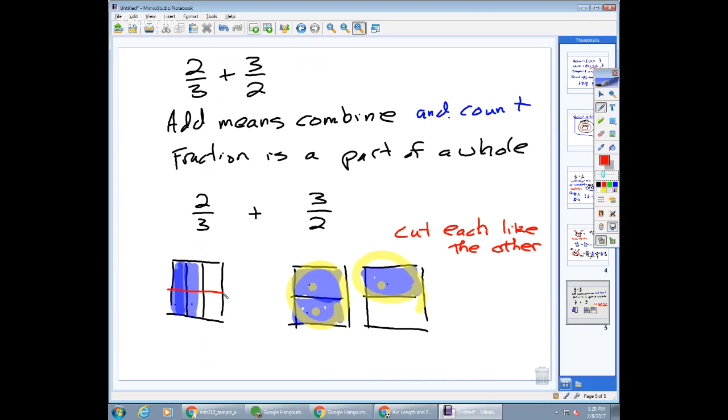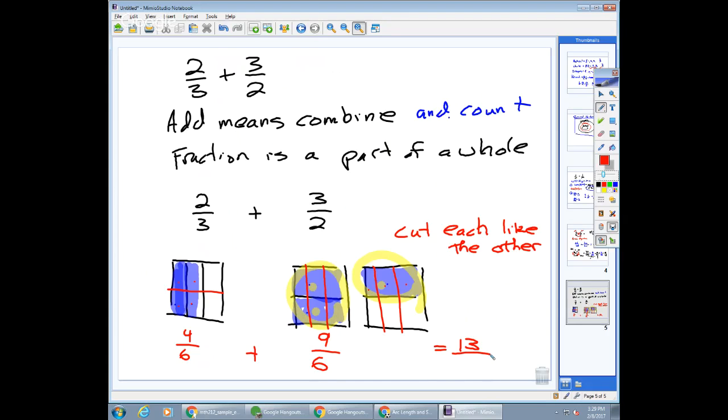Yeah, so this cake needs to be cut in half. This cake needs to be cut in thirds. So now the way I've rewritten it here, I have 1, 2, 3, 4 pieces out of 6 in that one. Here I have 6, 7, 8, 9 pieces, and each whole has 6 in it. Altogether, how many pieces do I have shaded? Well, I've got 4 and 9, which gives me 13 altogether.